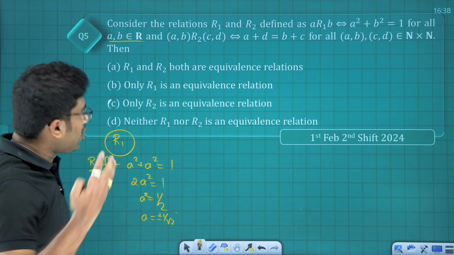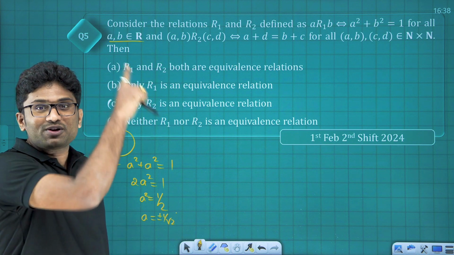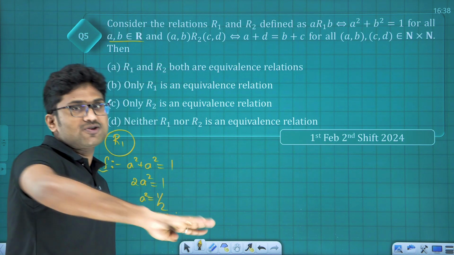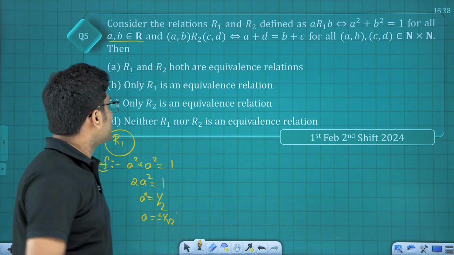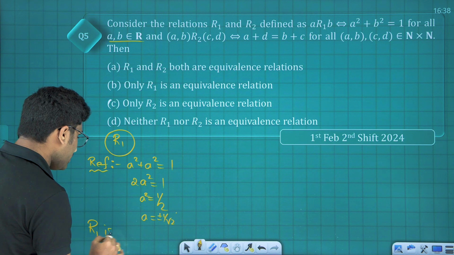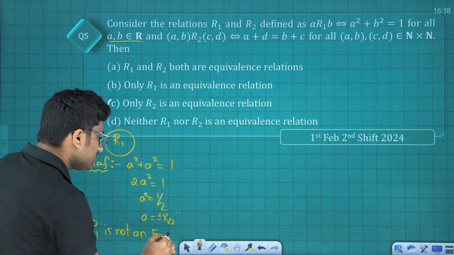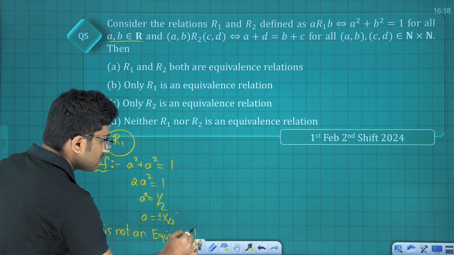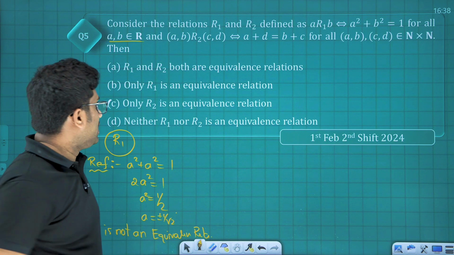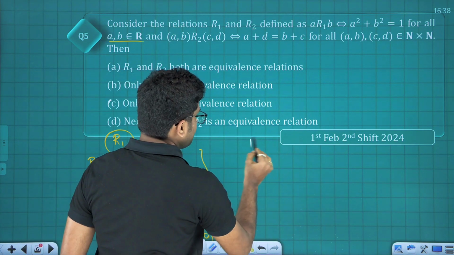Okay. So if it is not reflexive, then there is no need to check for symmetric and transitive. Why? Because they have given only equivalence relation in the options. So if it is not reflexive, then it is not an equivalence relation. So clearly R1 is not an equivalence relation. Okay. Next case. We'll go with our R2.